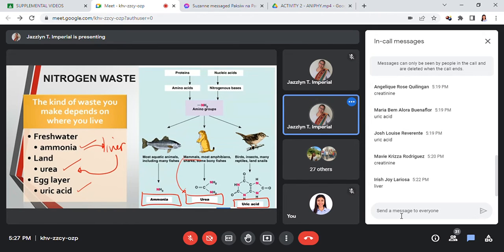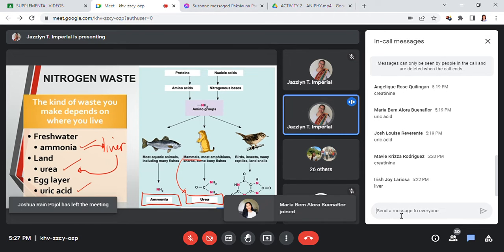Pero kung nag-urinate kang once lang in a day or twice, ibig sabihin, class, kinokontrol ng katawan mo ang pag-urinate because you are dehydrated. You do not need to lose water because you need the water. So what happens now? Nag-urinate ka, your urine is very concentrated because your kidney is trying to reabsorb the water.